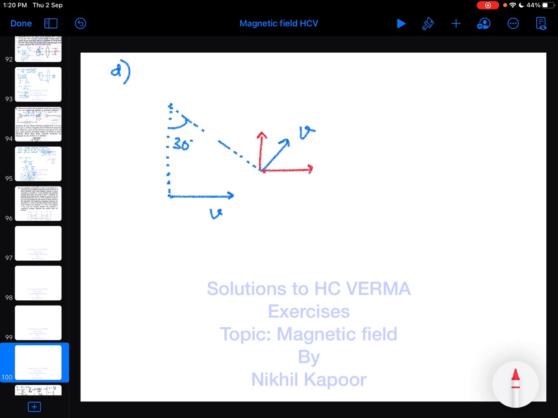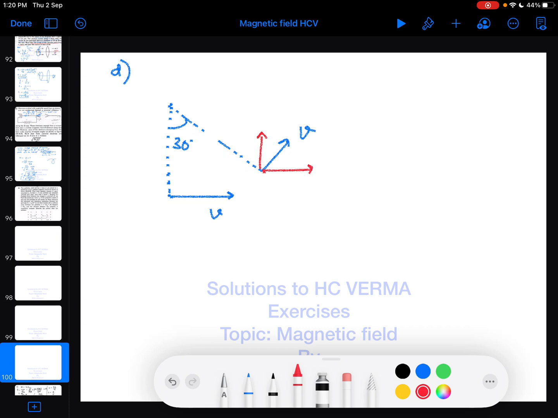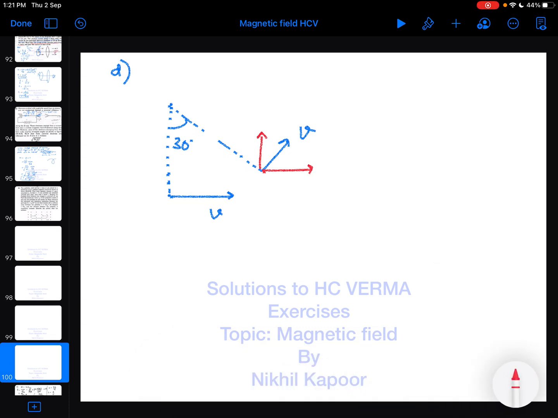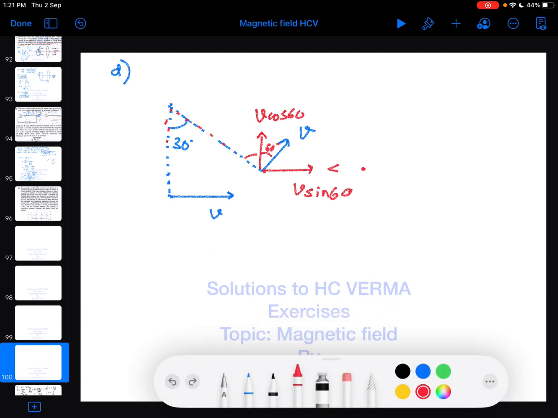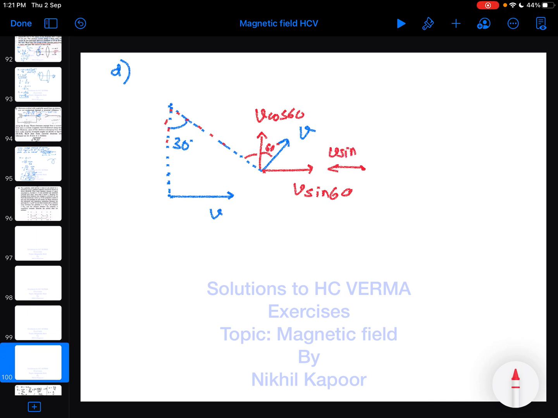Okay, so as you can see, if this angle is 30, then by alternate interior angles this is 30 and this is 90, so this comes out to be 60. So this component is v cos 60 and this component is v sin 60. Definitely just before collision the other particle will also have the same velocity components, but v sin 60 in the opposite direction, and v cos 60 in the upward direction.